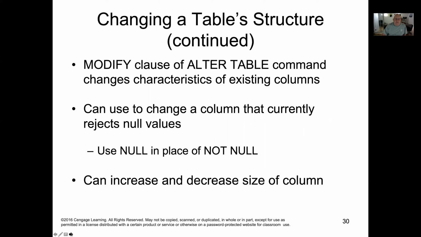The modify clause of the alter table command changes the characteristics of existing columns, and you can use this to change a column that currently rejects null values. You use null in place of not null. This can also increase and decrease the size of the column.